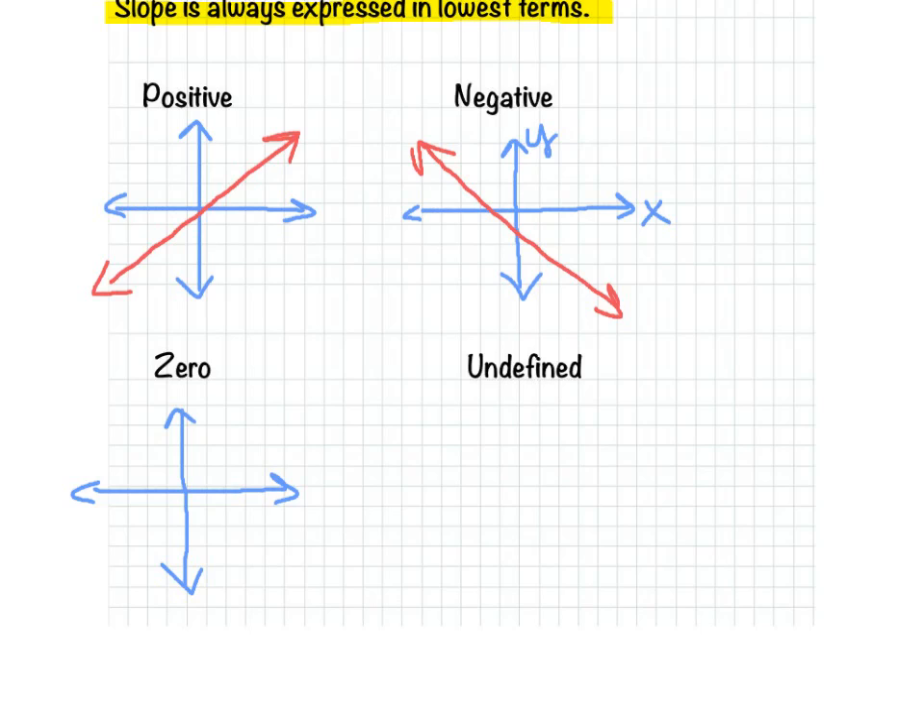A line that has a zero slope has absolutely no rise. Zero rise. It's a horizontal line. So its slope is 0. And a line that has an undefined slope would be a vertical line, because in this case there is no run.